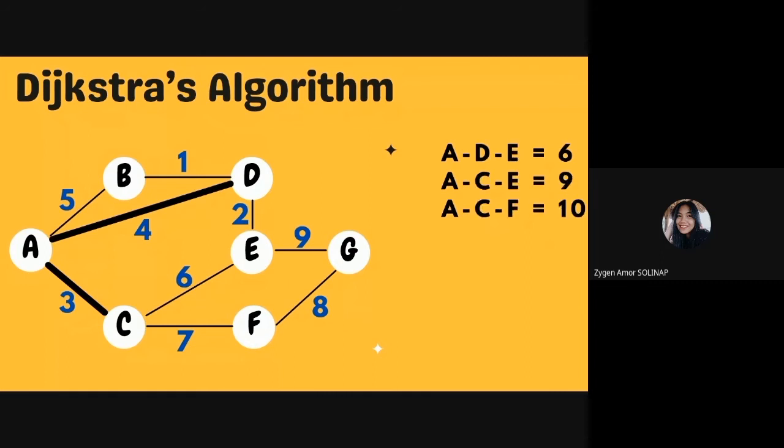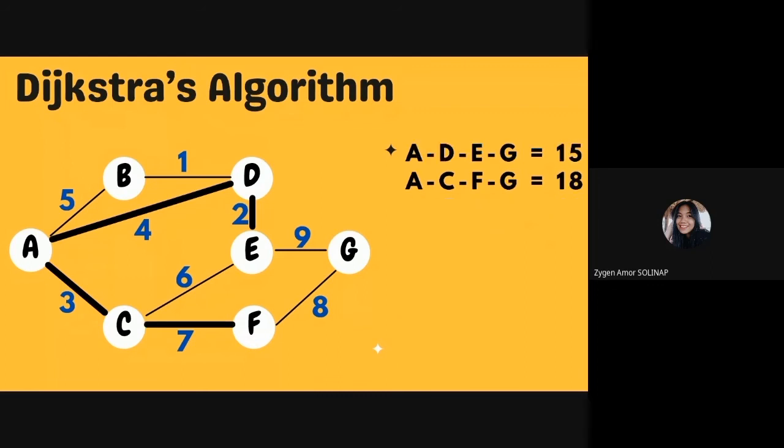Now let's connect path AD to node E, which has a total distance of 6 kilometers. So copy the previous paths ACE and ACF. Compare the three paths, and the shortest distance is 6 kilometers, so we will go with path ADE. So next, we will complete the path. So path ADEG, its total distance is 15 kilometers, and path ACFG has 18 kilometers.